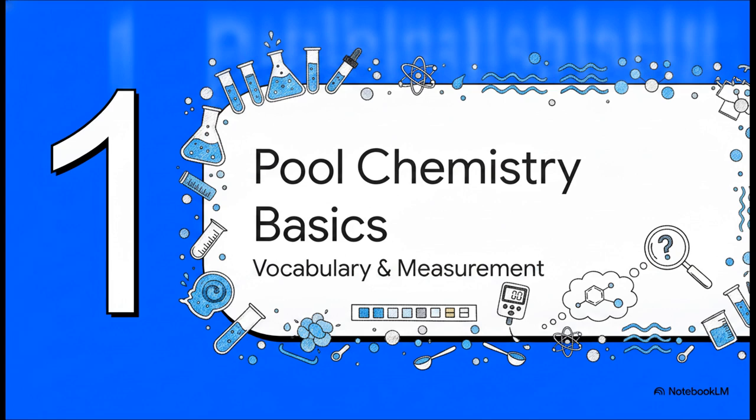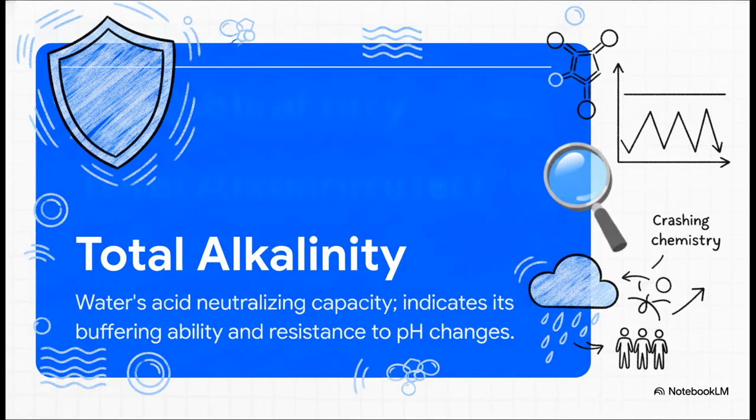Because hey, before we can actually treat a pool, we need to know what words we're using, right? Okay, first up is total alkalinity. Think of this as the water's protective shield. It's what resists those crazy sudden shifts in chemistry. Without this buffer, your pool water would be a total wildcard. Just one sudden rainstorm or a pool party with a bunch of people could send your chemistry completely crashing. By keeping alkalinity in check, usually between 80 and 125 parts per million, we give the water its armor.